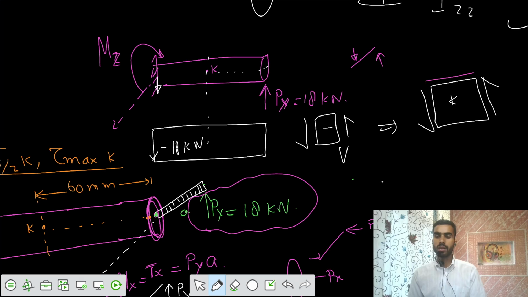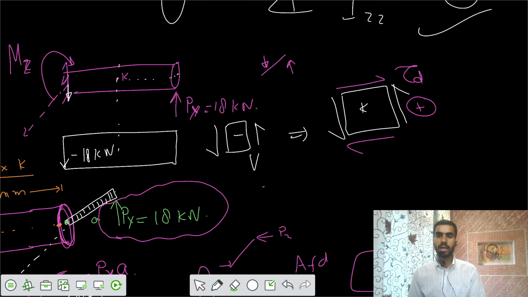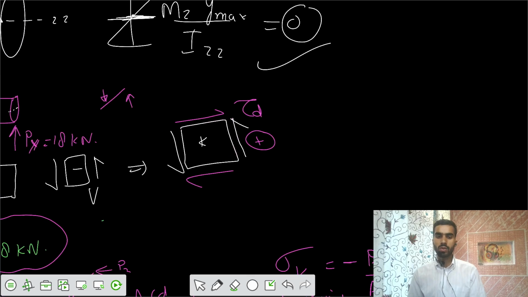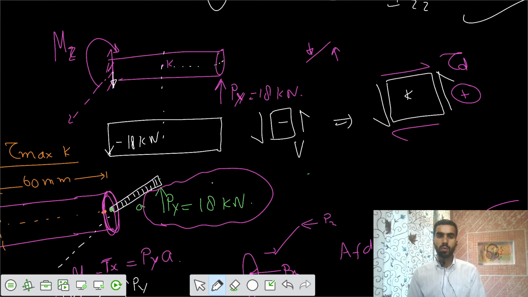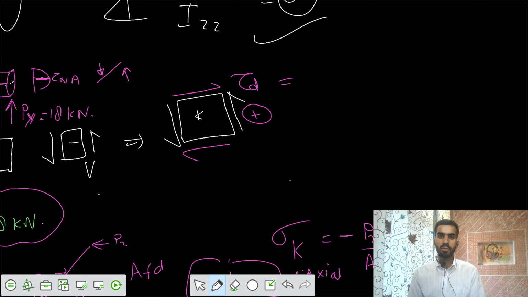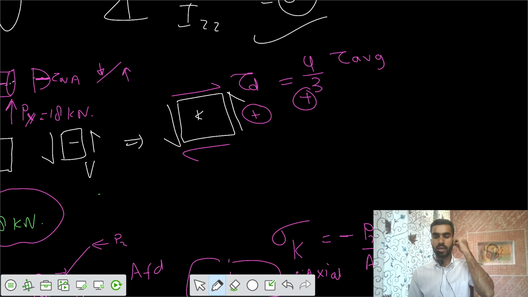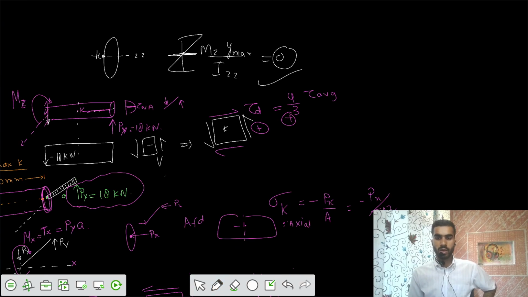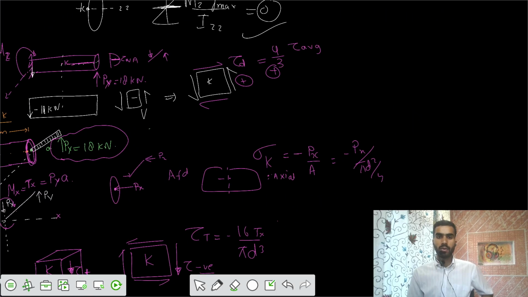But according to our sign conventions, we say that this tau, because of direct shear, is positive. We say that tau D is positive. And you have to calculate the value at this point. If I have this variation of tau, I know that tau is maximum at the neutral axis, and point K is also at the neutral axis. So I would say that the value of tau would be equal to 4/3 tau average, and that's positive tau because of direct shear stresses. So I got the different values of sigma and tau, and I have to combine them.